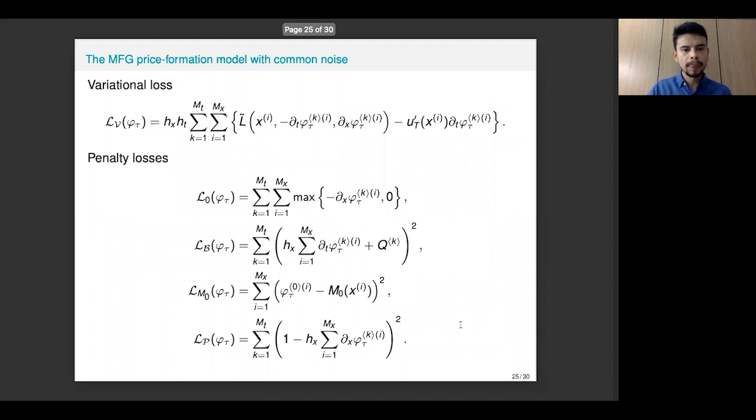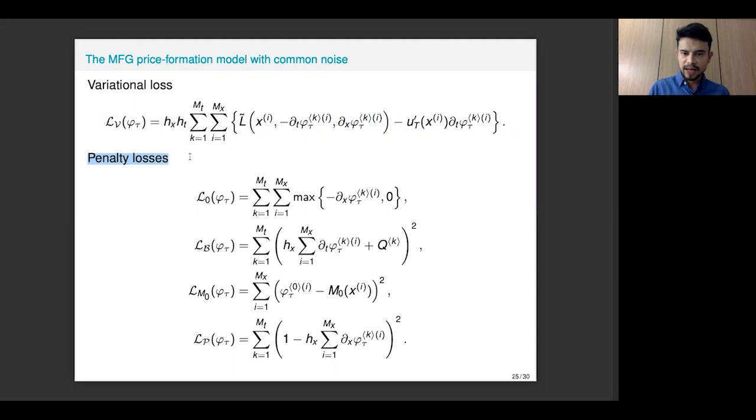Now we are going to introduce the penalization that you use in machine learning. Basically, the rule in machine learning is that you need a cost criterion that is going to be minimized with these gradient-based descent methods. And we have the discretization of several sources. The first one is the variational loss. Remember, we have this underlying variational problem, so you discretize in time and space. And this is the first loss that you have for your machine learning approach. The next ones are penalty losses, because remember, our potential must satisfy certain conditions.